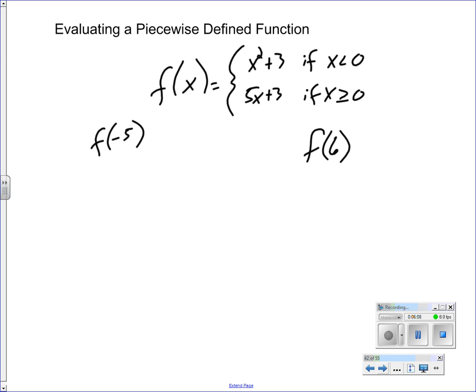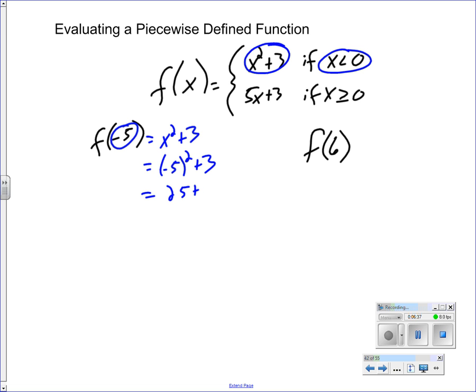When we're evaluating, we have to look at which subdomain our input falls into. So here we're looking at -5, x is less than 0, so we have to follow the first rule. So x is less than 0 falls into that subdomain. Then evaluating from there on out is the same as evaluating for a regular function. We just take our input, plug it in for x, make sure we follow order of operations, and we get our answer.